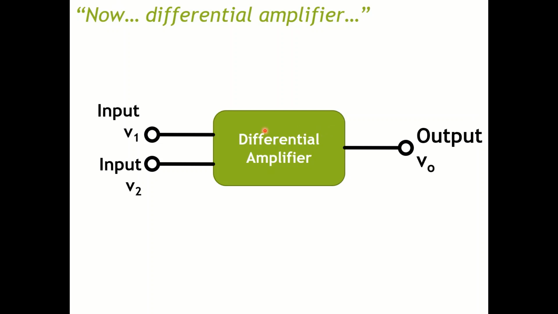As you can see here, in a differential amplifier we have an input V1 and then another input voltage V2. Then it will result in an output of VO. Another word for this type of amplifier is Diff-Amp, or you can call it difference amplifier.